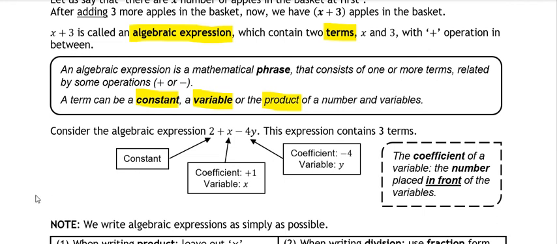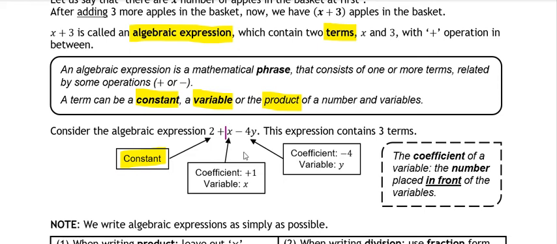Now let's see, what do you mean by constant here? Constant is basically just a number. Let's say here in 2 plus x minus 4y, the 2 is a constant. And then let's look at the plus x. Plus x here is actually a product of a number and variable. The number here in front of x is actually 1, but you don't have to write 1 in front of x because x is already 1x.